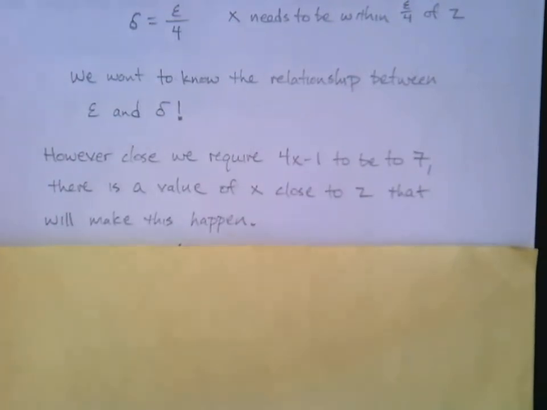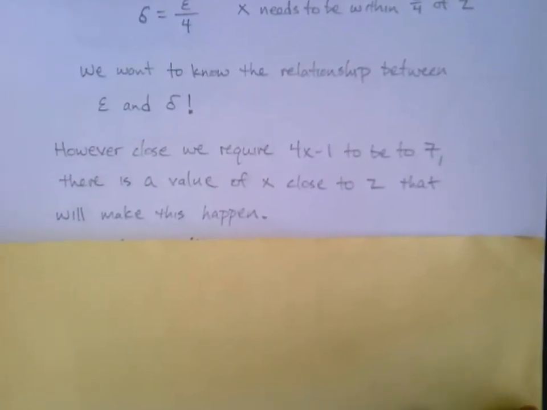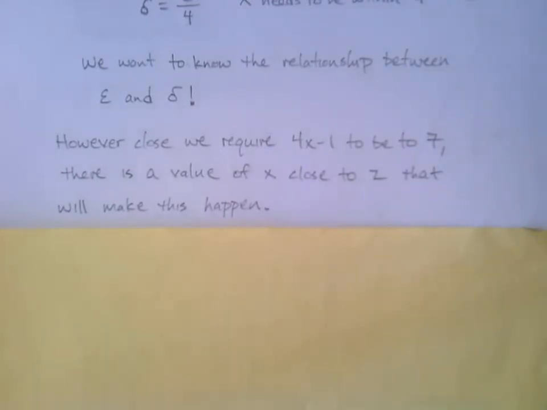Okay, this is the heavy concept that's going to lead us to the precise definition. However close we require 4x minus 1 to be to 7, there is a value of x close to 2 that will make this happen. And then we can say that the limit of 4x minus 1 as x approaches 2 most certainly equals 7, and nobody can argue that. And it's incredibly precise.